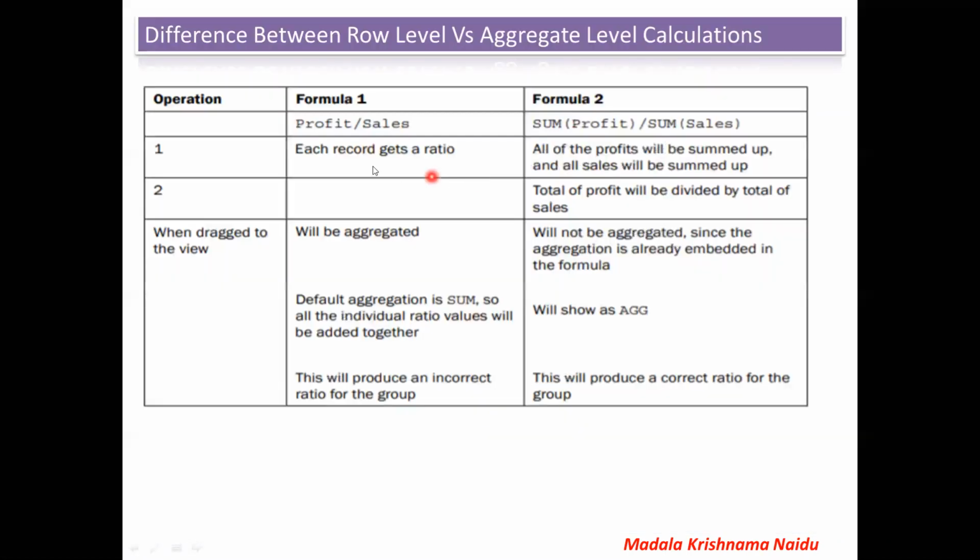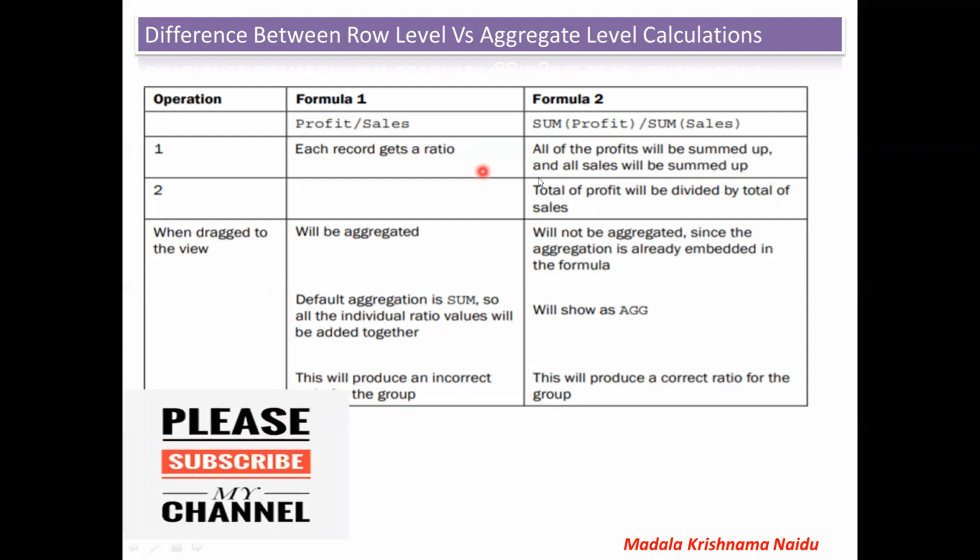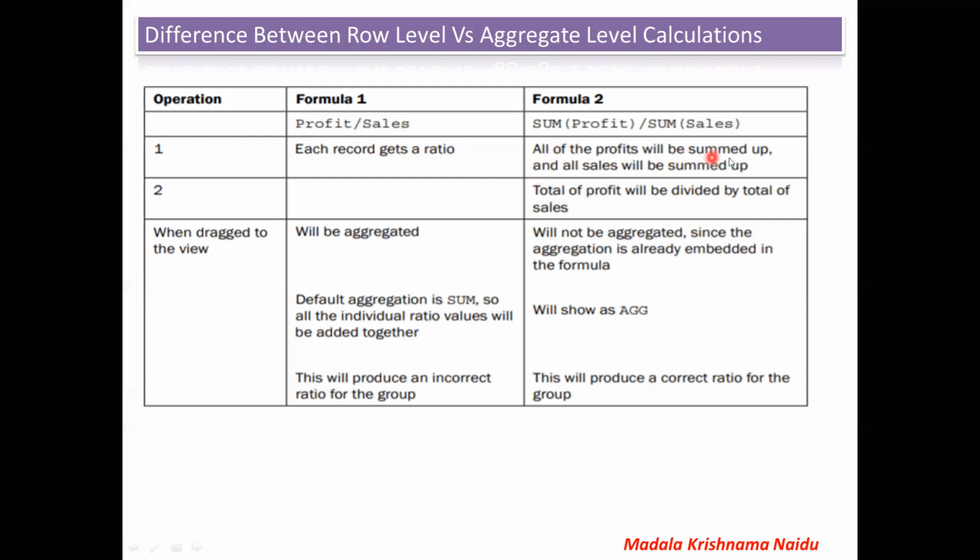The same way here, you can see each record gets a ratio. Here, all of the profits will be summed up. Before doing this calculation, all the profits and sales are summed up, and the total of profit is divided by the total of sales. Whenever you are dragging, automatically sum of profit by sum of sales is going to happen.